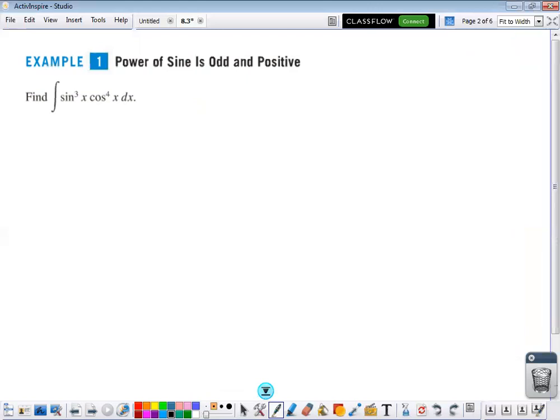In our first example, it looks like sine is odd and positive, which means we're going to take one of those sines out for our du. So we're going to split this up to sine squared x, cosine to the 4th x, and then I'm going to use a different color to signify my du part. So the sine that we took out goes at the end. Sorry, I didn't mean to put du there. I meant to put dx.